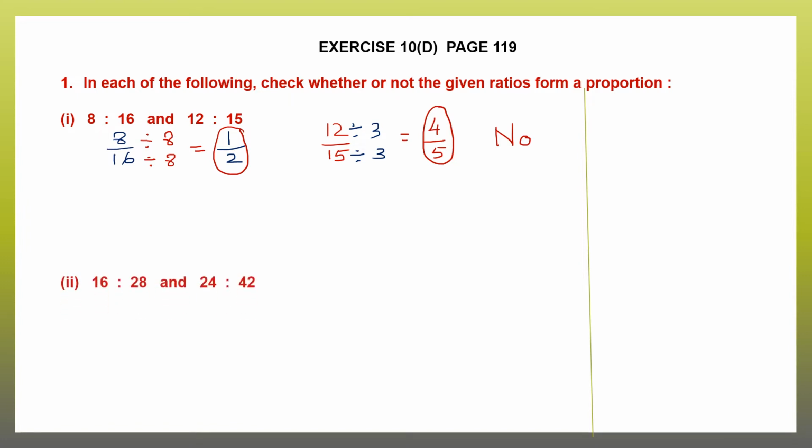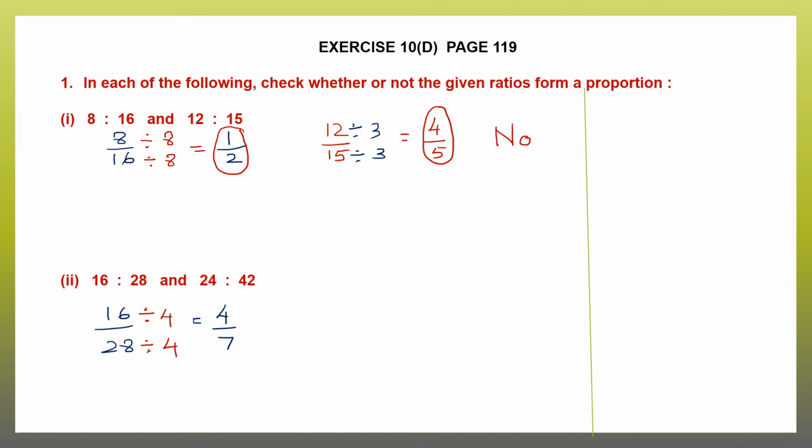Question 2. Here we have 16 by 28 and 24 by 42. So we'll do the same thing here also. So let's write down 16 by 28 in the form of a fraction. And now we can reduce this by using a common factor. The common factor here is 4. Since 16 and 28 are both in the tables of 4. So let's do that. 4 fours are 16 and 4 sevens are 28.